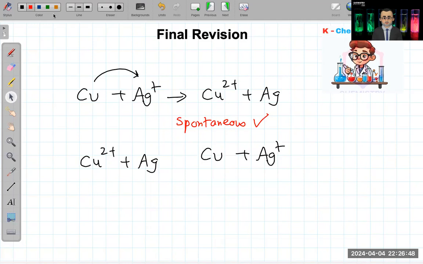Why is it not going to happen when you put the opposite reaction? Because silver is less reactive than copper, so it will not be able to react. It's not going to kick it out. So we used to say that this reaction is non-spontaneous.